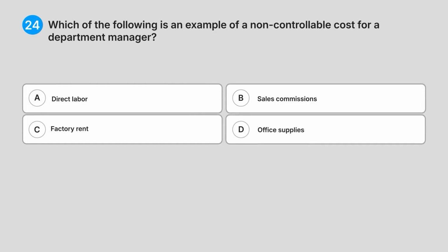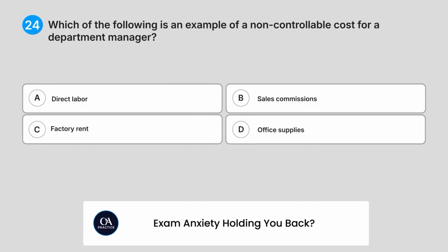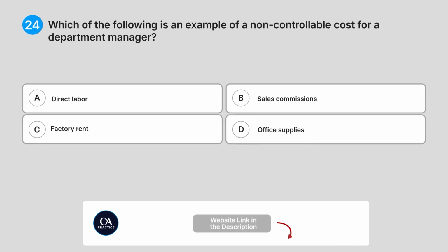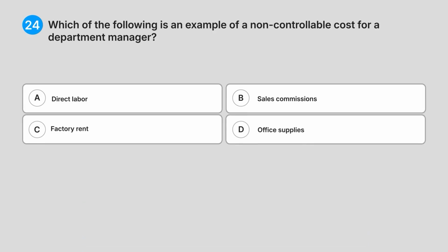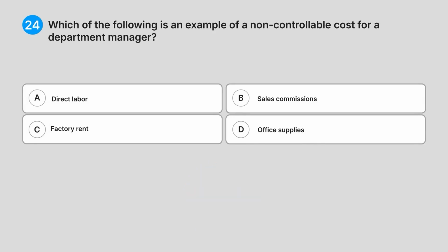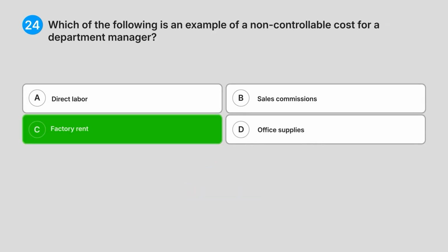24. Which of the following is an example of a non-controllable cost for a department manager? A. Direct labour. B. Sales commissions. C. Factory rent. D. Office supplies. What do you think is the answer? Correct answer, C. Factory rent.